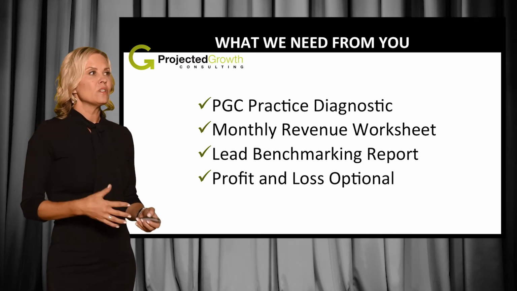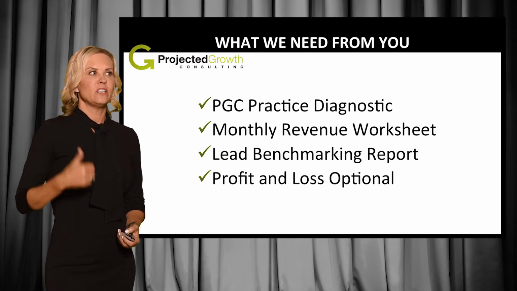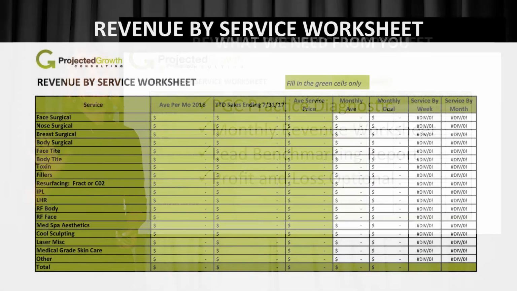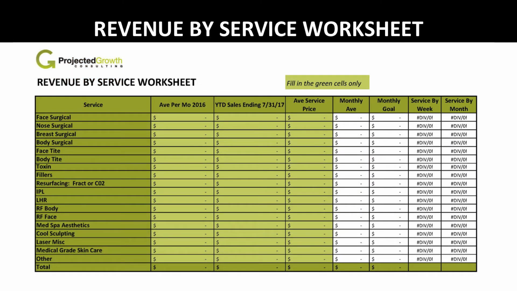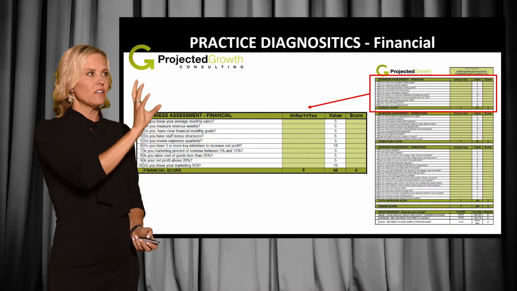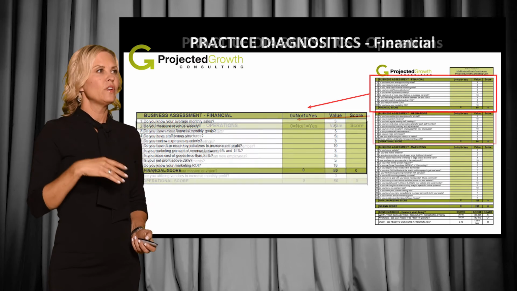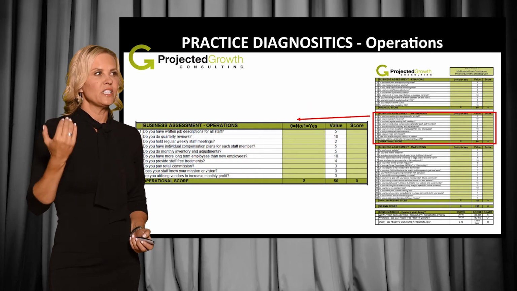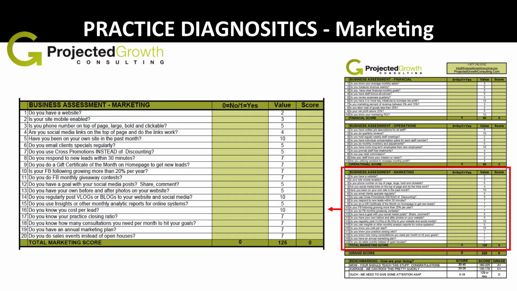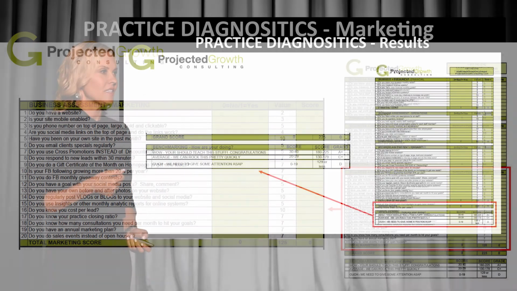So what we need from you is that PGC practice diagnostic. We need the revenue worksheet, the benchmarking, and the profit and loss if you want. And then what you'll get back from us will be all these detailed reports. We'll be able to give you your revenue by service worksheet, down to monthly and weekly goals by number of appointments. We'll look at how you're doing in the financial areas and where you can improve, as well as the operations. Each one of these areas is really going to identify the key top 3 things we can help you do so that you become more profitable as a company.